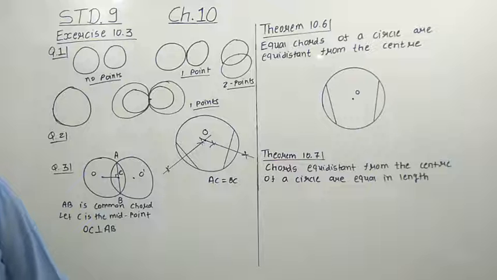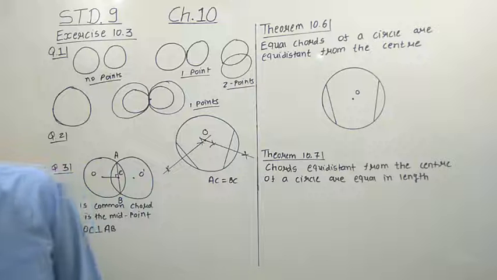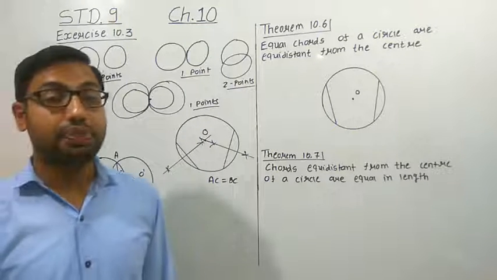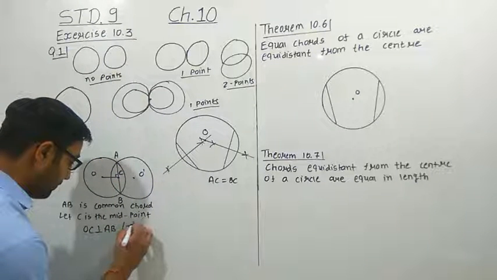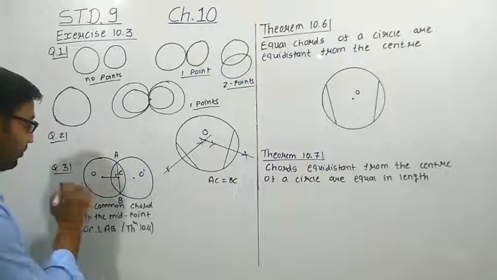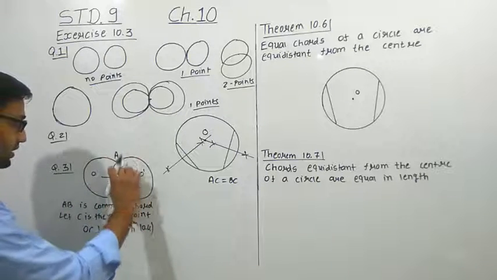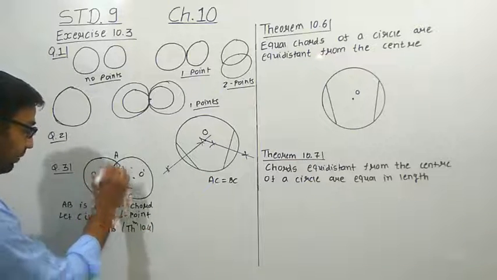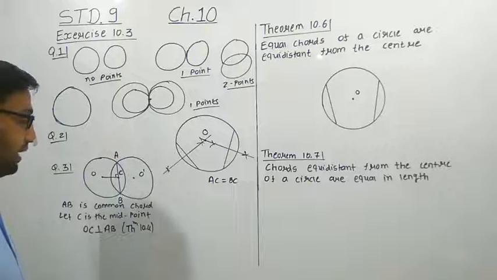See, the line drawn through the center of a circle to bisect a chord is perpendicular to the chord. That is theorem 10.4. Right? If we draw the line from the center to the midpoint of the chord, meaning these two parts are given to be equal, then this line segment is perpendicular to the chord. So we can write down that OC is perpendicular to AB.